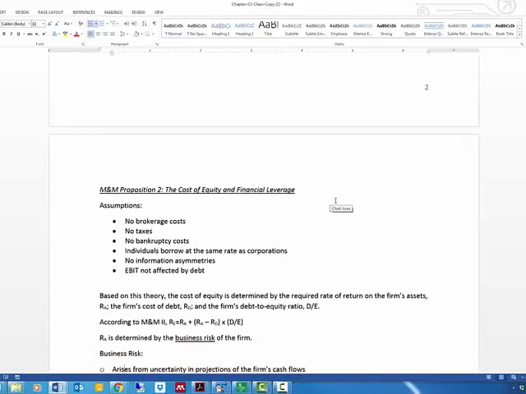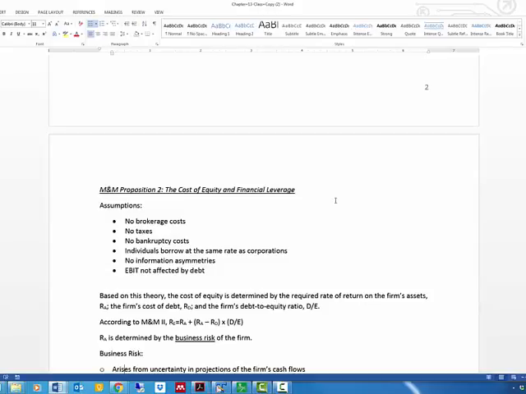Their second proposition, called M&M2, and we're going to give it another name here in a minute, they made a lot of assumptions. They assumed that there were no brokerage costs, in other words, no commissions, no taxes, no bankruptcy costs. And what that means by no bankruptcy costs is that there are no costs associated with lawyers and accountants, and no court costs by going through the act of bankruptcy. And there was no cost from liquidation either. So if you were to liquidate the company, you wouldn't have to pay anyone to do that, and you would get what the assets were actually worth. Okay, so that's what no bankruptcy cost means.